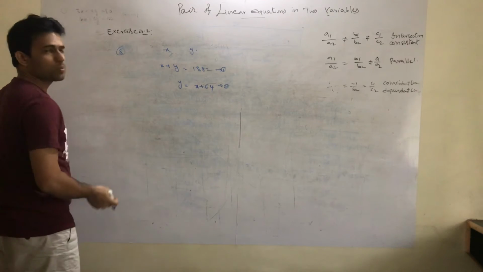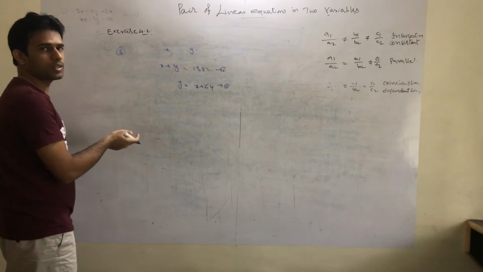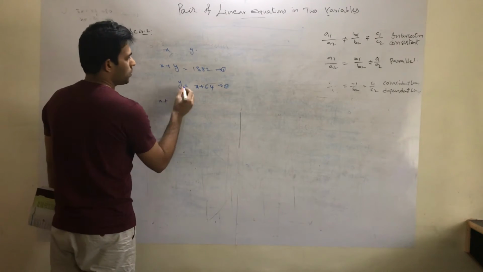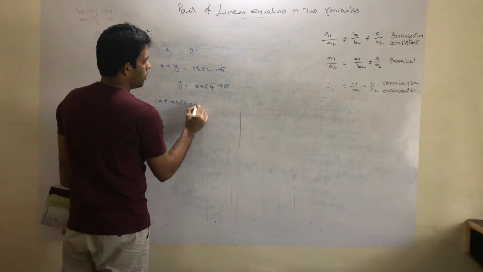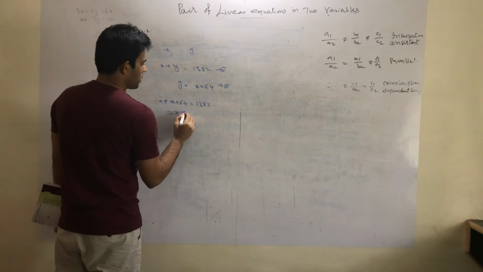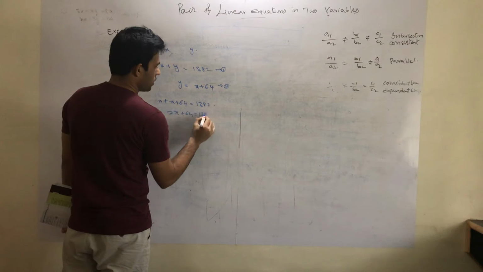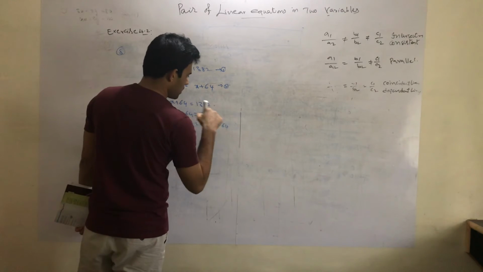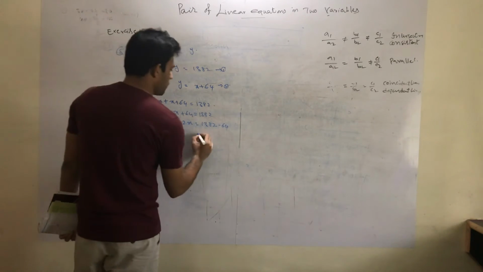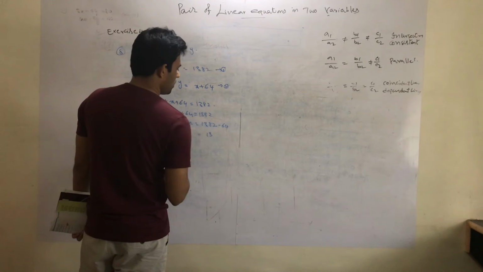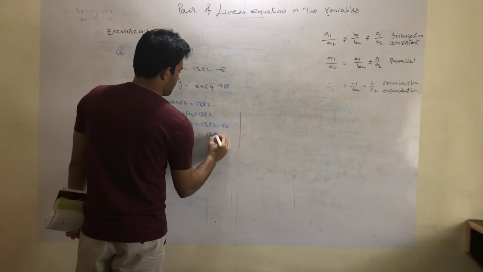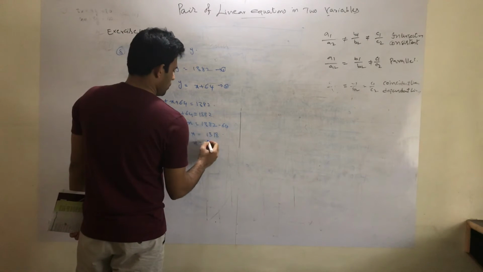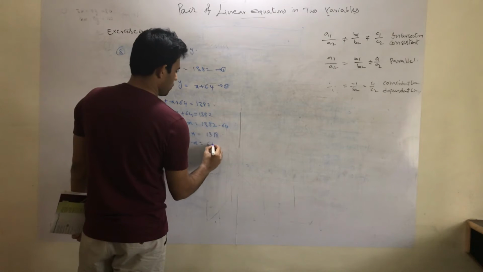You can solve using the substitution method, or you can solve using the elimination method. I will use the substitution method in this case. x plus, in place of y I will use x plus 64, equal to 1382. So 2x plus 64 becomes 1382, and 2x becomes 1382 minus 64, which is 1318. So x becomes 1318 by 2.